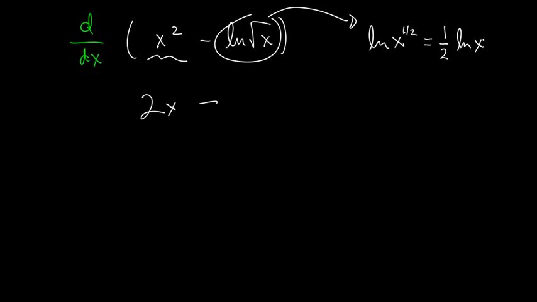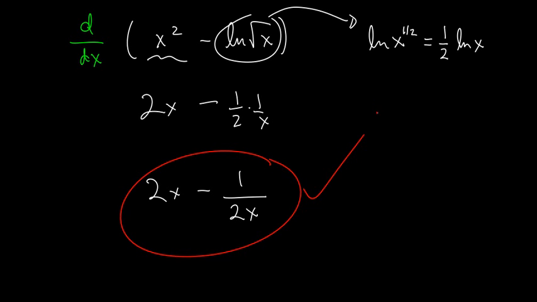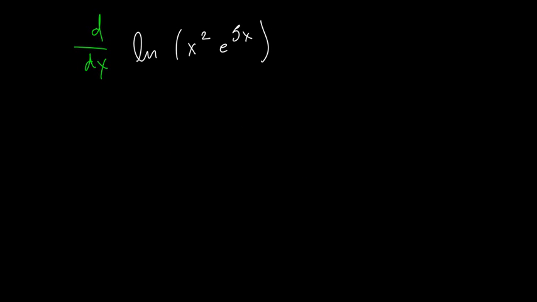Great, so all I need to do is take the derivative of that thing. That's just going to be 1/2 times 1 over x. And so the final answer is, if you want to be a little bit neater about it, there you go, 2x minus 1 over 2x. Okay, let's do another example.